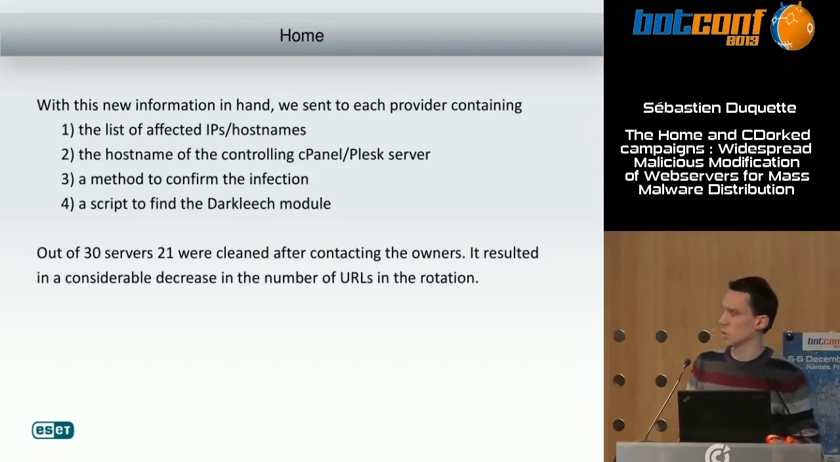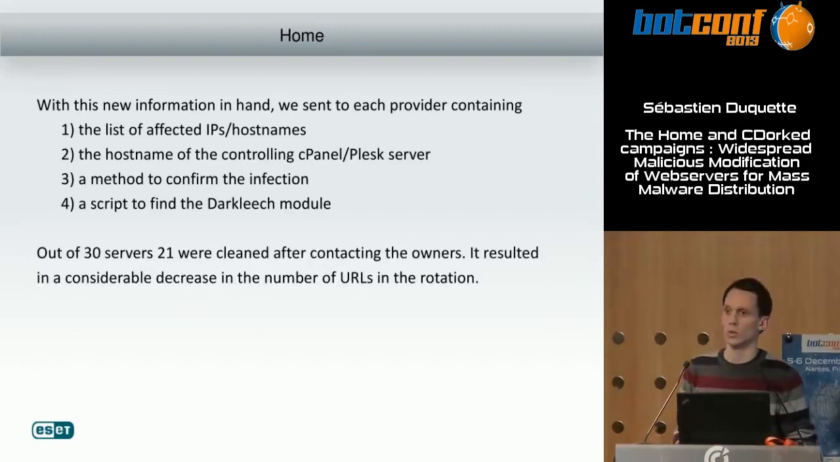Out of 30 servers that we notified, 21 of them were clean after we contacted them. That resulted in a really considerable decrease in the number of URLs that were in the rotation. And for the other ones, we had access to those lists, so we could block them and notify the source and other parties so that they would know those were compromised.